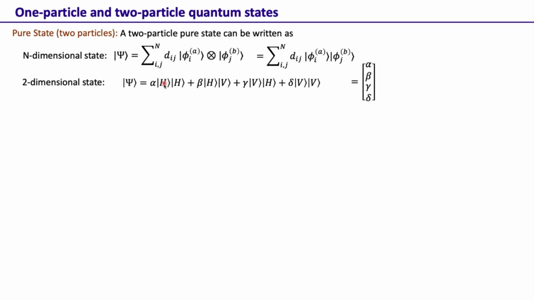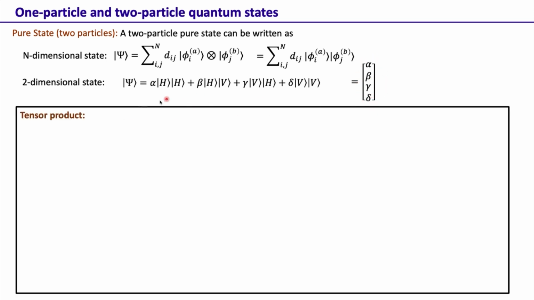And where we have this H, the first ket corresponds to the first particle, second ket corresponds to the second particle. And if we write this in the ket form, we write it like alpha, beta, gamma, delta. So here I just want to do a quick introduction of how we understand the tensor product, which is what we are doing here, or there, or there.